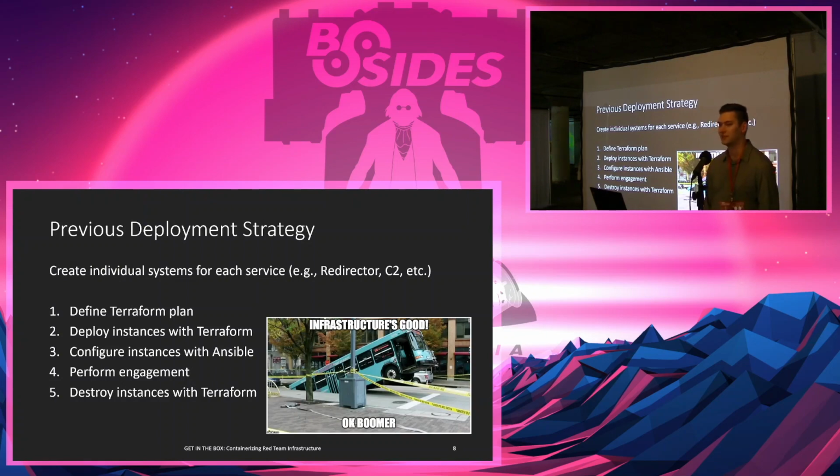Then they're going to use something like Ansible to go through and actually configure the applications that are running on it, setting up something like Nginx for a redirector, or deploying Cobalt Strike and configuring that for your environment. So they'll go through that, perform the engagement, and at the end of the engagement, run Terraform destroy to tear down the infrastructure. So this is the previous deployment strategy that's been talked about pretty widely on the red team infrastructure side, but we can do better.